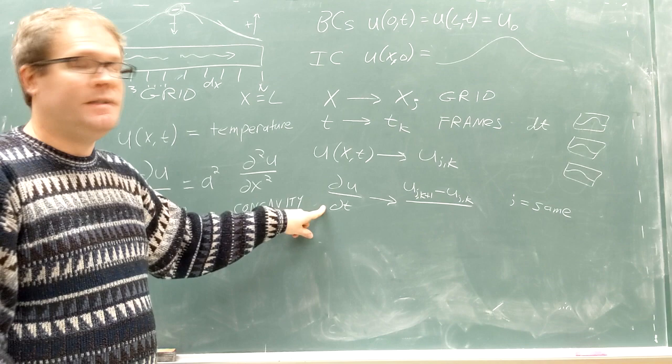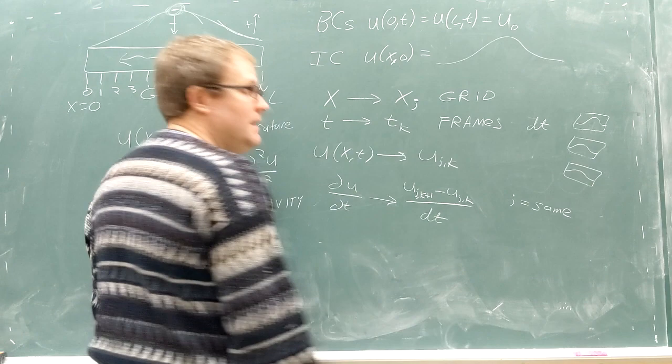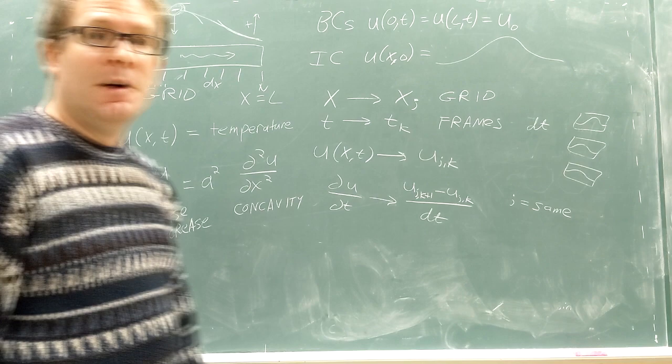Then I need to divide by how much time passes. Well, how much time passes from one frame to the next? The time step dt up here. So I'm going to divide by dt. Pretty straightforward, right? You've seen this kind of approximation before for the slope.